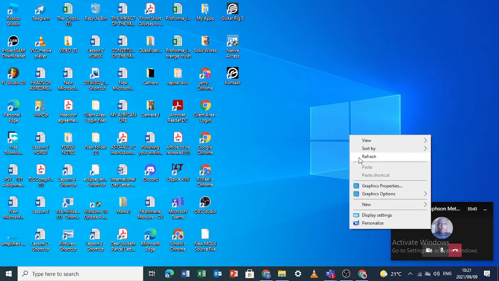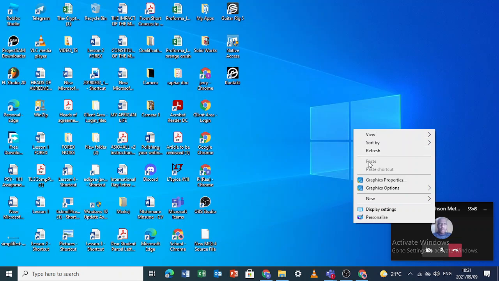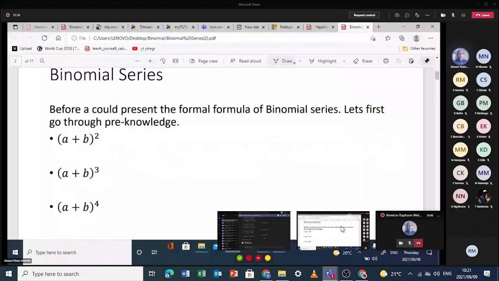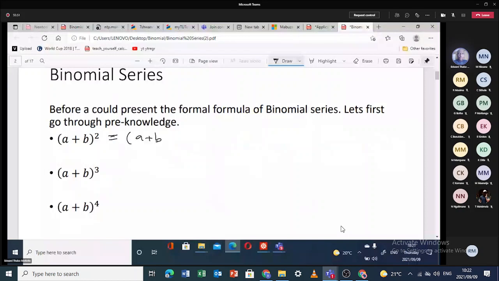Now here I'll start with something that we know. To expand, you know that you have A plus B and A plus B, and this equals A squared plus 2AB plus B squared. Now for this one, we use our previous answer, A plus B squared multiplied by A plus B. So we have A squared plus 2AB plus B squared multiplied by A plus B.